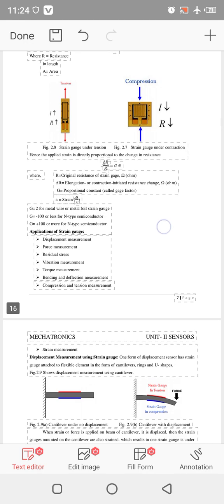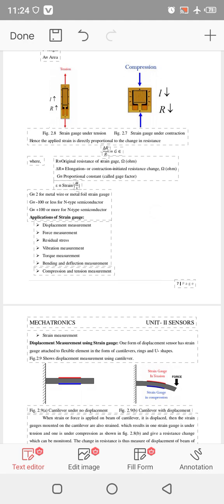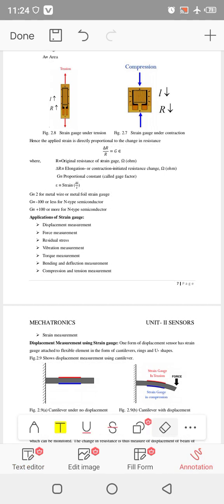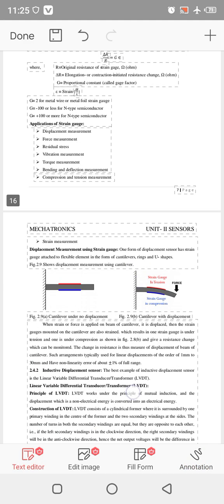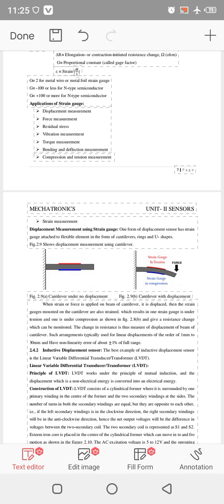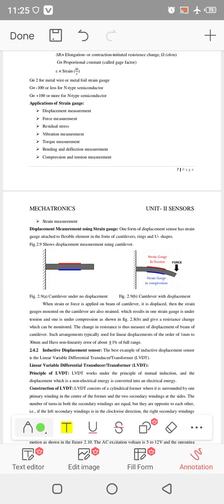Application of strain gauge. We use this strain gauge for varied applications such as displacement measurement, force measurement, residual stress, vibration measurement, torque measurement, bending and deflection measurement, compression and tension measurements. We can use this strain gauge also for strain measurement.